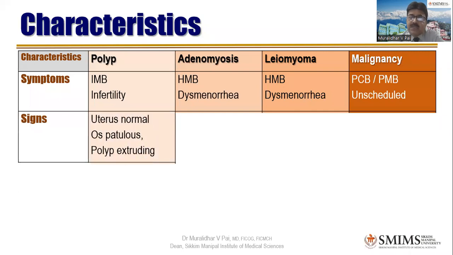Signs. The uterus is normal, obviously, in polyp because the polyp is outside the uterus. The os is spatulous because it is coming through the os. And always you can see a polyp extruding through the os.